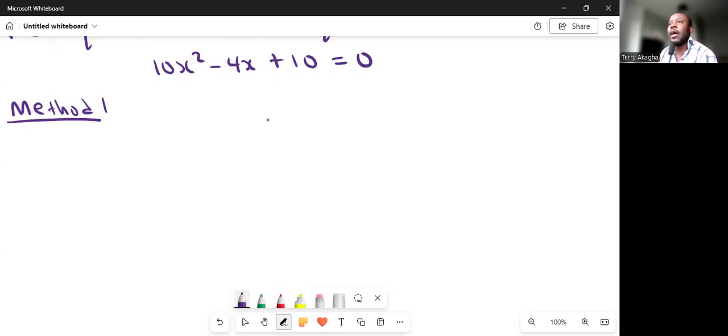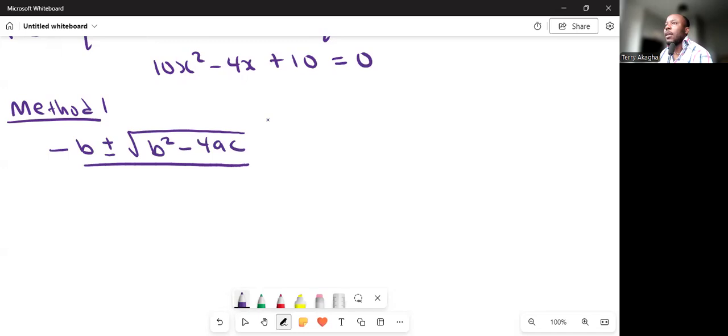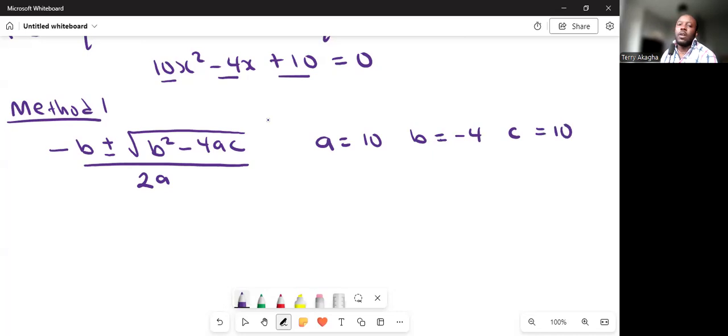Remember the formula: x equals minus b plus or minus the square root of b squared minus 4ac, all divided by 2a. We talked about this earlier, so if you've not watched my video on the quadratic formula, this is a very good time to pause this video and go watch those videos. In this case, a is equal to 10, b is equal to minus 4, and c is equal to 10.